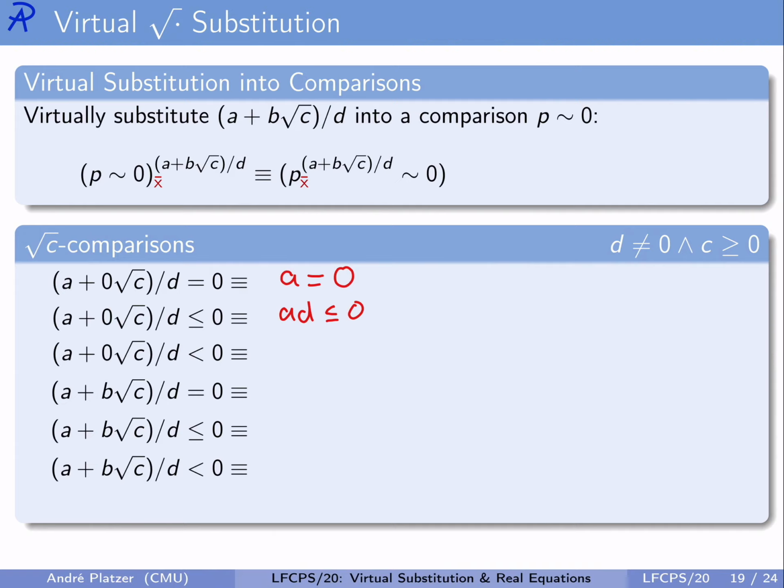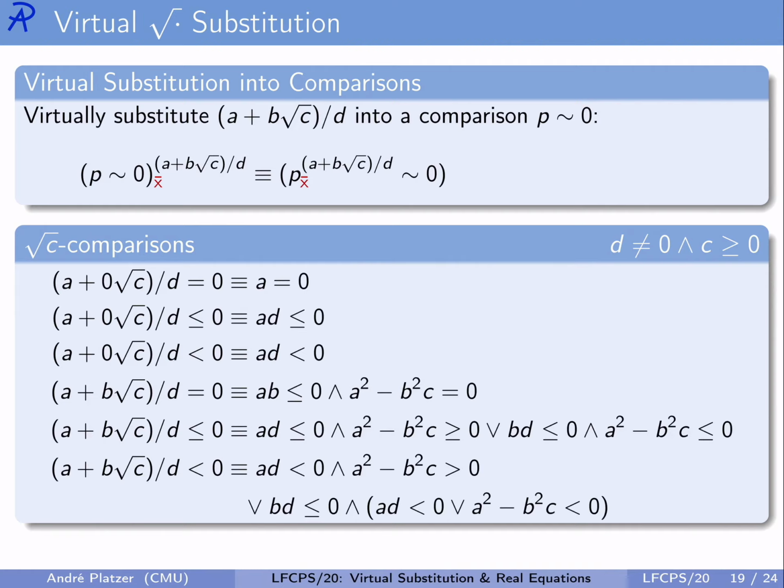Likewise, a divided by d is less than 0. Well, that depends on the sign of these things, but that's precisely equivalent to a multiplied by d being strictly less than 0. And likewise, the other cases are slightly more complicated. If we actually have a true square root expression in it, so it's an arbitrary polynomial term b, then we need to be slightly more clever about it. For example, the ideas from up here do work, but it still depends. So a plus b square root of c over d could also be 0 because the two things cancel out.